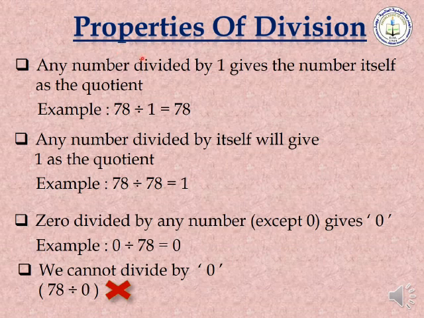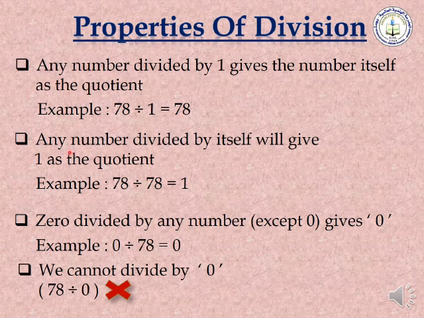Next, properties of division. The first property: any number divided by 1 gives the number itself. Example, 78 divided by 1 is equal to 78. When we divide by 1, we will get the number itself.